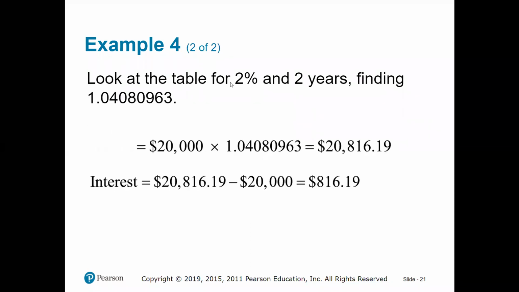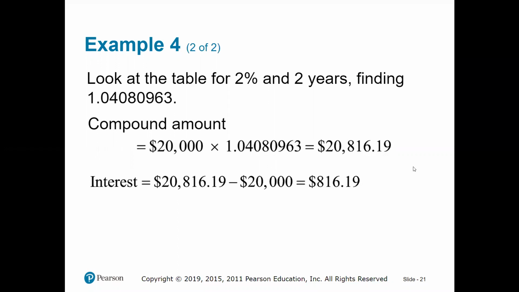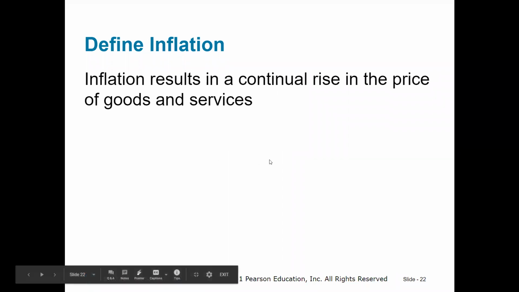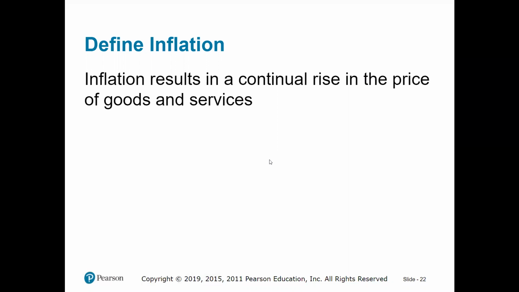So you look at the table, you find 2% in 2 years, and then you get this number from the table. Then you take $20,000 times the amount from the table, and you find that he'll have an interest of $816.19. Again, if he would have put more money in, he would have gotten more money out. Or put it in for longer than 2 years. Both of those would lead to more money out.